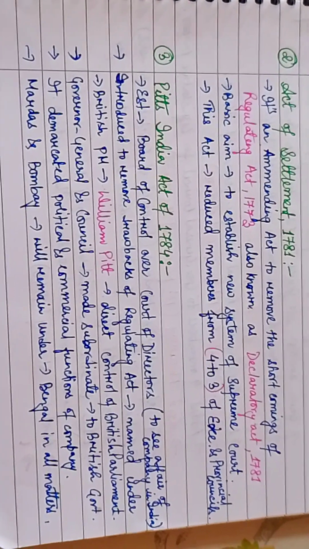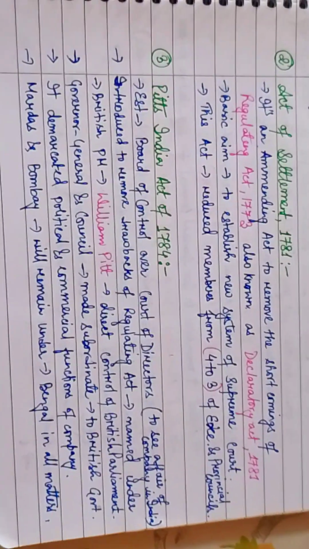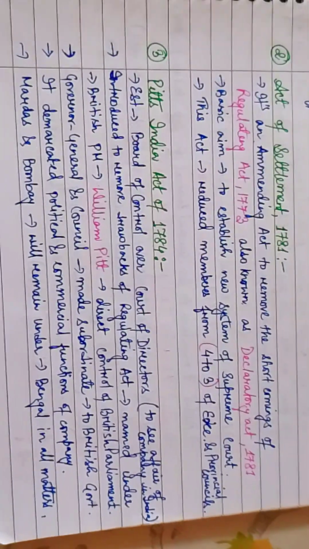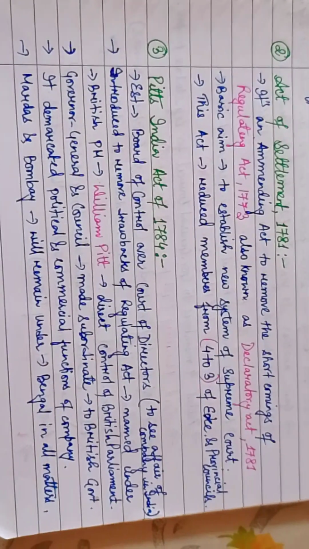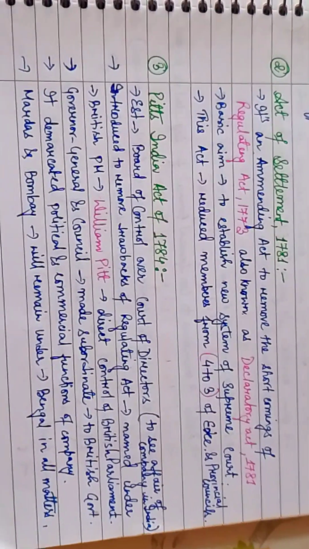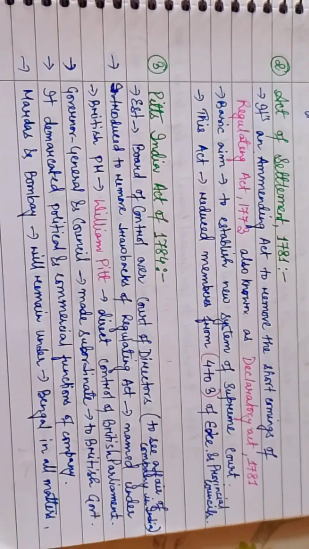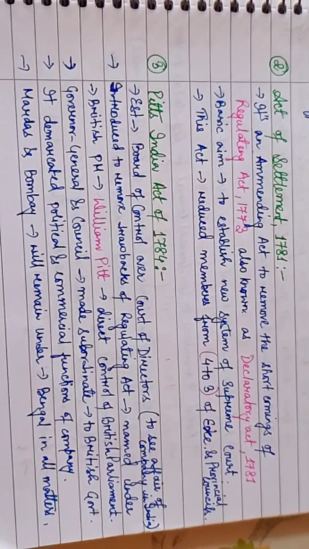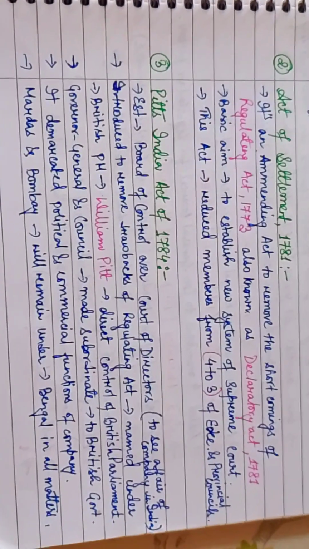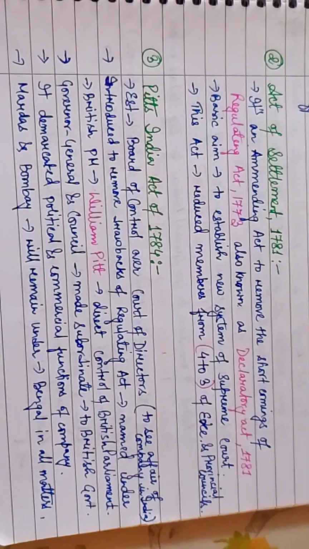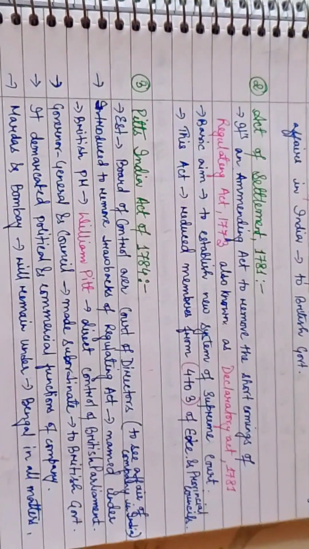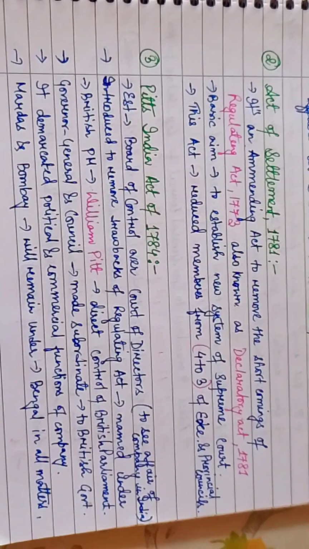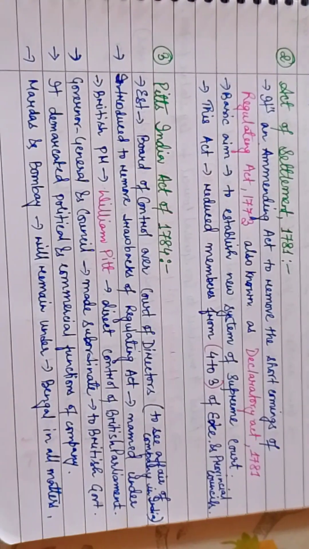Now, why is the name of the act Pitt India Act? Well, it came after the name of British Prime Minister William Pitt. During the time of this act, William Pitt was the British Prime Minister, and he was in direct control of British Parliament. And that's the reason the name of this act was Pitt's India Act of 1784.